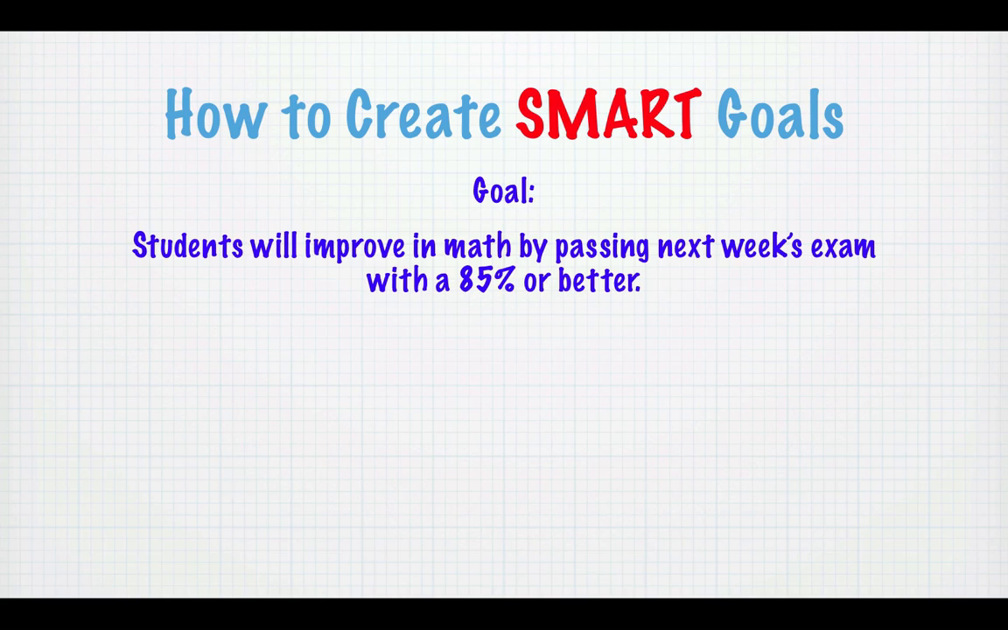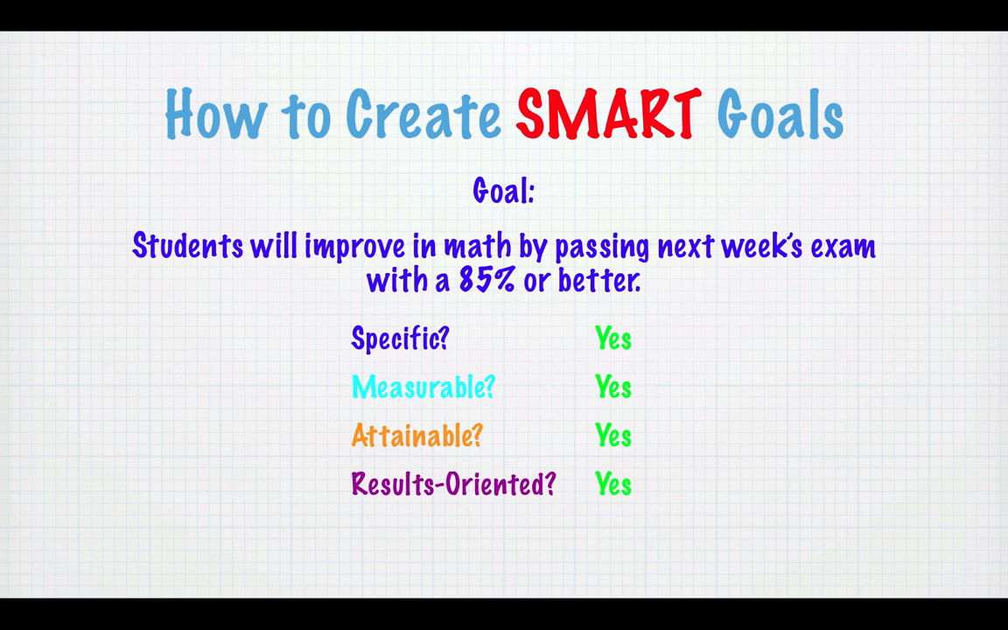Now we will use the goal of students will improve in math by passing next week's exam with an 85% or better. Now, is this a SMART goal? Is it specific? Yes, it specifically mentions passing the next week's exam. Is it measurable? Absolutely. Students must pass it with an average of 85% or better. Is it attainable? I believe so. Is it results oriented? Yes. And lastly, is it time bound? I believe so. The requirement is that students will pass next week's exam. So there is a time bound.